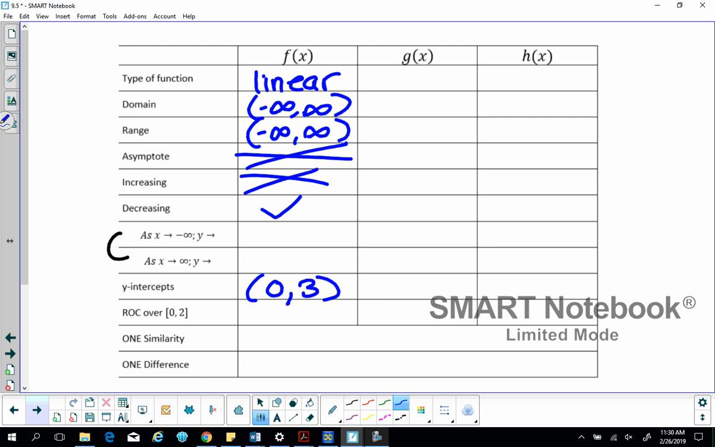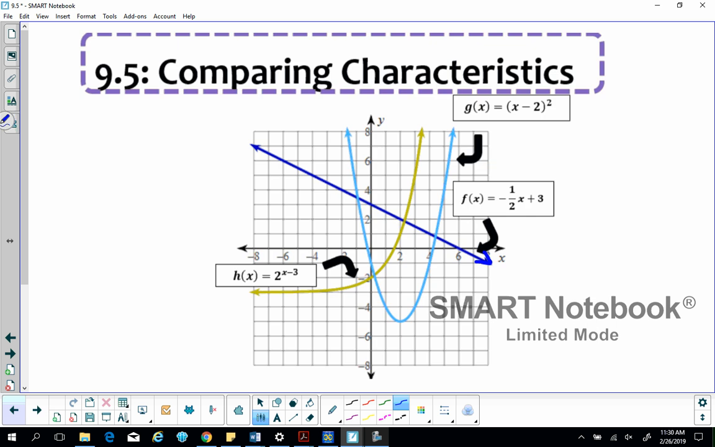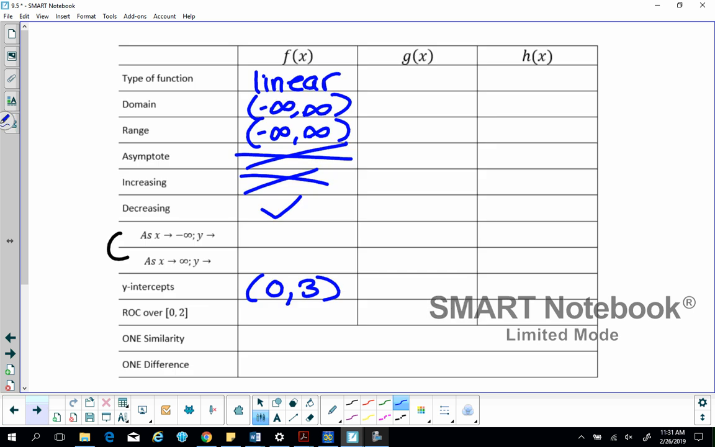Rate of change, does it have a constant or a variable rate of change? Constant, right? So what's the slope? It's in the equation. Negative 1/2 right here, right? So I know no matter what, my slope's going to be negative 1/2. And then at the end, you would find similarity and difference. That's it. That's all you're doing for each one.